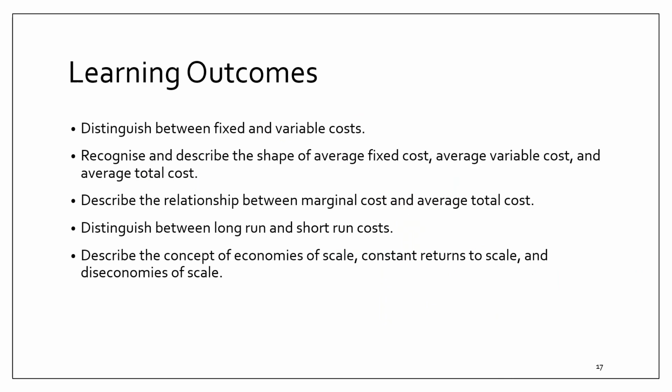After going through the production cost lecture slides, students should be able to distinguish between fixed and variable cost, followed by recognizing and describing the shape of average fixed cost, average variable cost, and average total cost. Then learning the relationship between marginal cost and average total cost. It is important to notice the difference between long-run and short-run cost. Lastly, students should understand the concept of economies of scale, constant returns to scale, and diseconomies of scale.